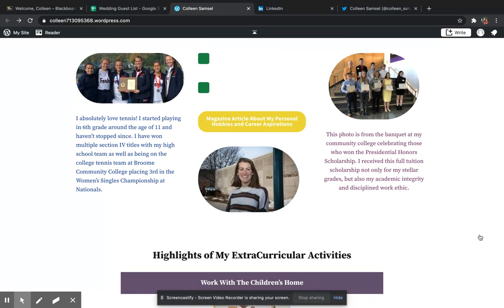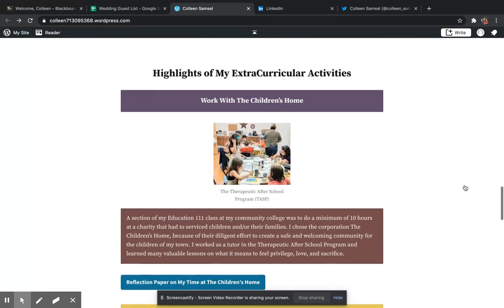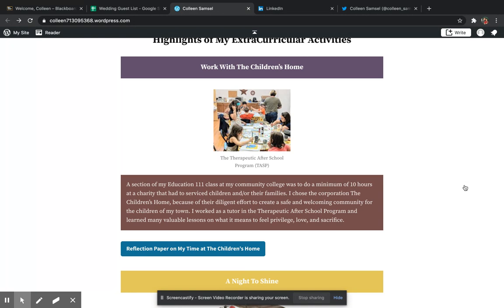Then I have my personal hobbies slash interests of mine. So I have just a couple photos from tennis. I've been playing tennis for many, many years, so I had to include it. A website article about me that was written at my community college, and then as well as just my academics. I got the Presidential Honor Scholarship at my past college, so I had to include that on there. Just some highlights of my extracurricular activities.